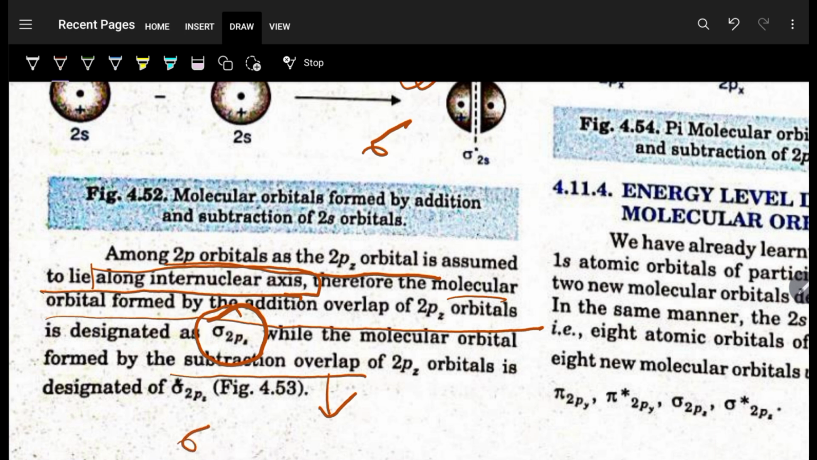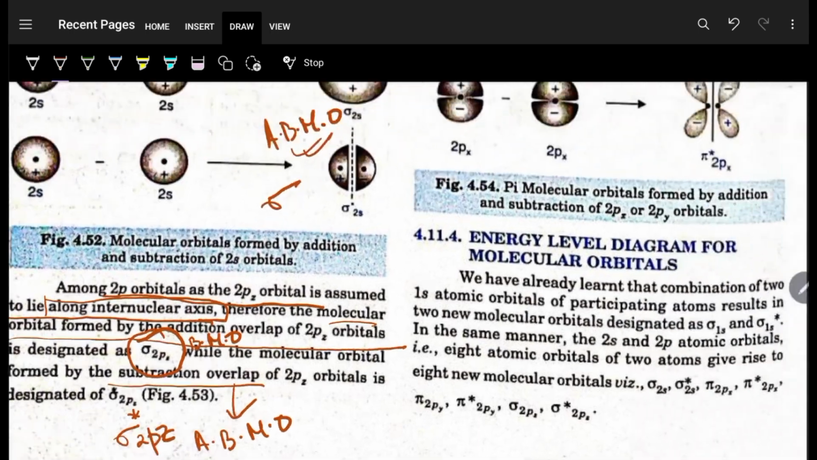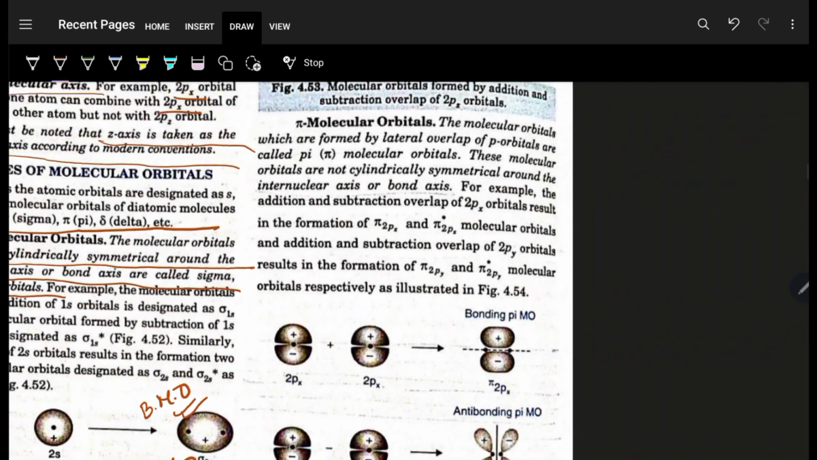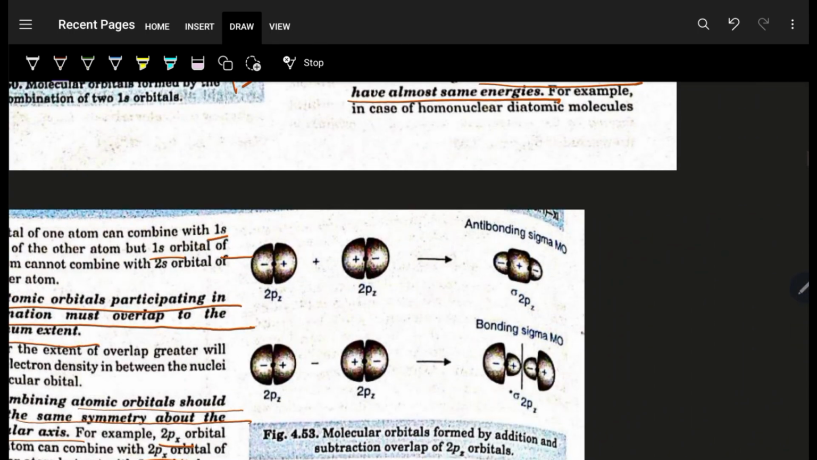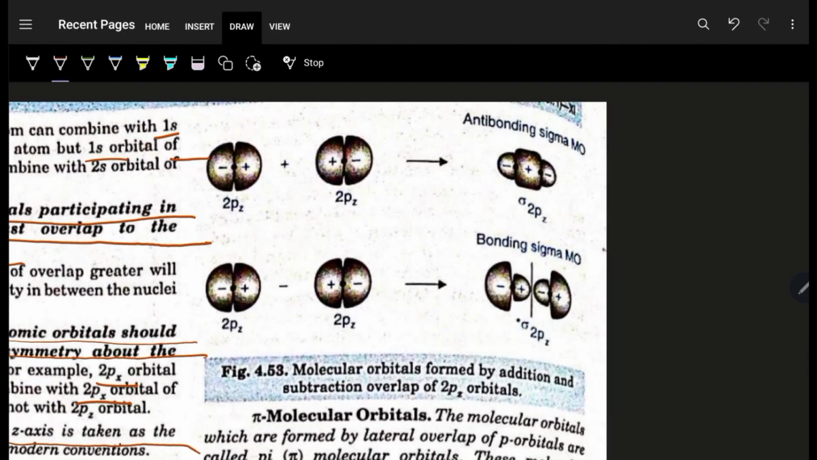So this sigma 2pz is what? It is bonding molecular orbital. And to show the subtraction overlap of this same 2pz is a sigma star 2pz. That is the anti-bonding molecular orbital. Anti-bonding molecular orbital of higher energy is shown by a star. Okay, so this is how you are showing 2pz and 2pz.